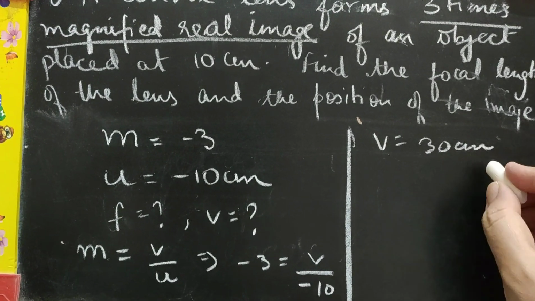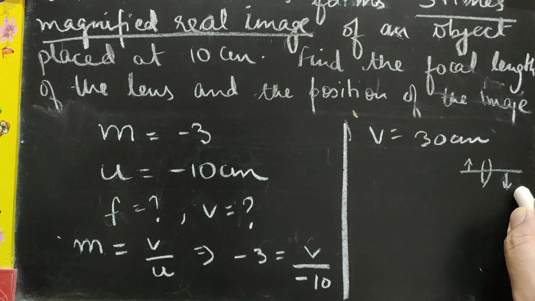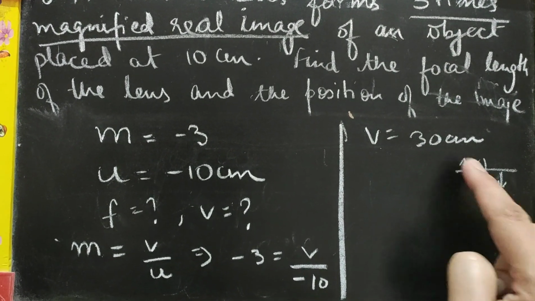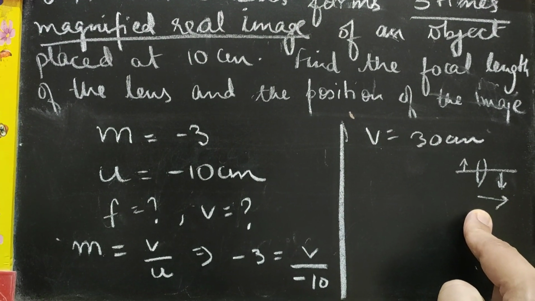As expected, in case of a convex lens, if it is a real inverted image, it would be on the other side of the lens. You move in the direction of the incident light, and this distance is positive. So V is coming out to be minus 30 centimeter.